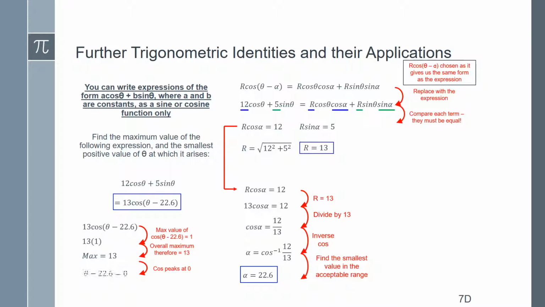Cos peaks at 0, however it's being transformed, so it's now going to peak at 22.6, which gives us the theta value. And we know it's a translation in a positive direction of 22.6 degrees. So our max is 13 and it occurs at theta equals 22.6.